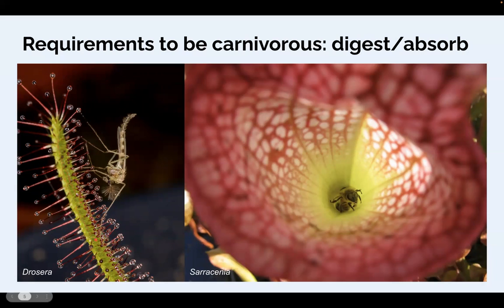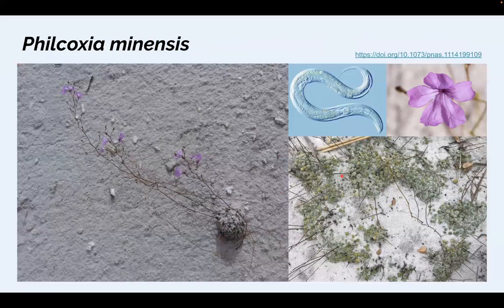So again, another sundew here. And then this is the inside of one of those pitcher plants in the genus Sarracenia. This would be a bee. Hard to see, but it's in water right now with really no hope of getting out of there.